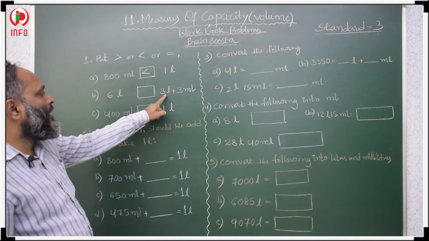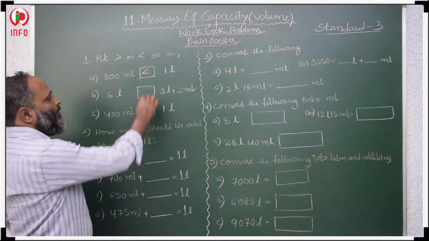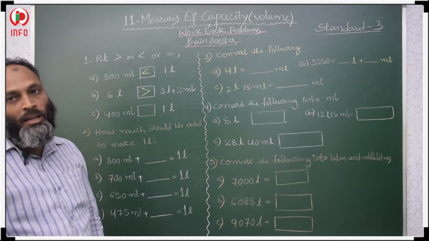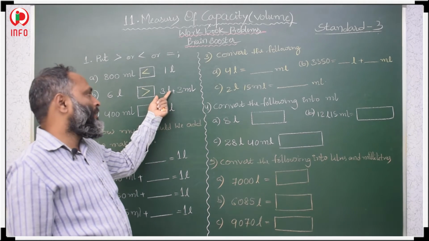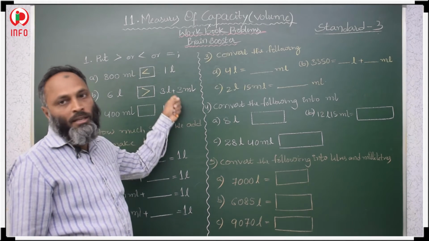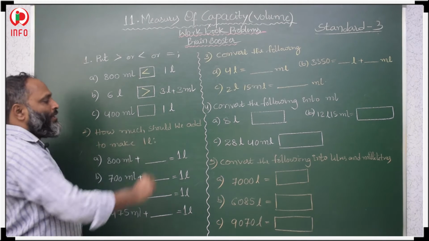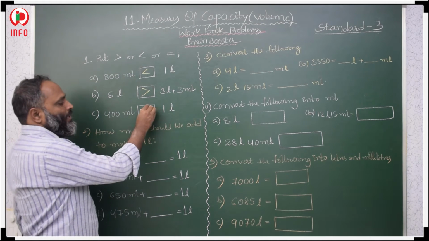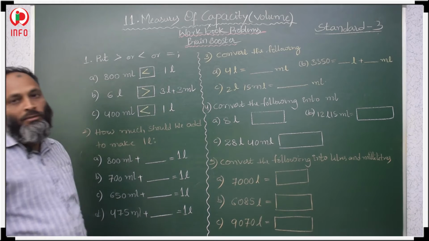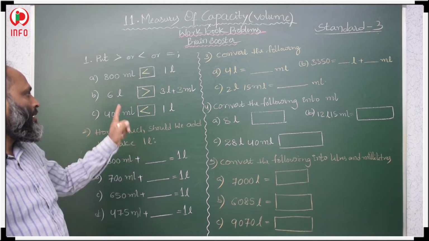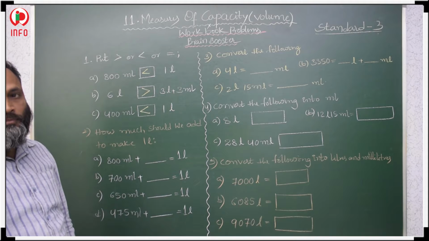6 liters, 3 liters. 6 and 3 means 6 is bigger. 6 liters is greater than 3 liters. In your textbook here it is given as milliliters, you make it as liters here. Okay. Now 400 milliliters, 1 liter. Milliliter is always less than liter. Okay. 400 milliliters is less than 1 liter. Okay. So these are the symbols greater than and less than.